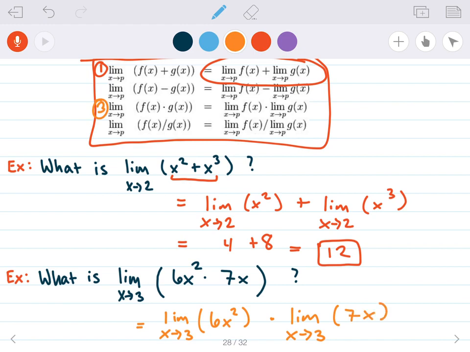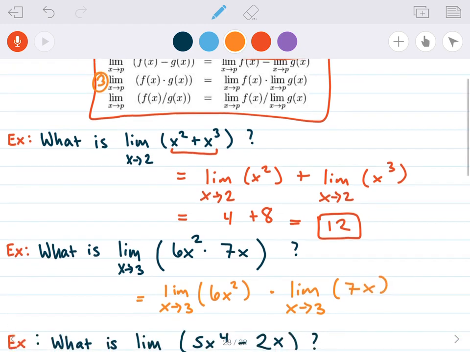And again, 7x and 6x squared are both polynomials, continuous, so we can just plug in 3 for both of these. And so our first one, we get 6 times 9 is 54 times 21 for the second one. And let's see, 54 times 21 is going to give us 1,134.